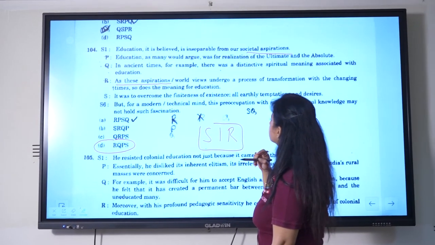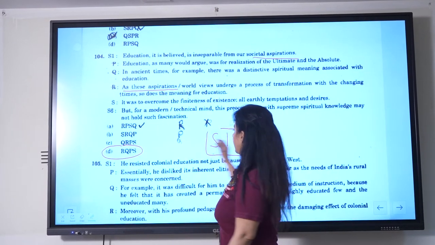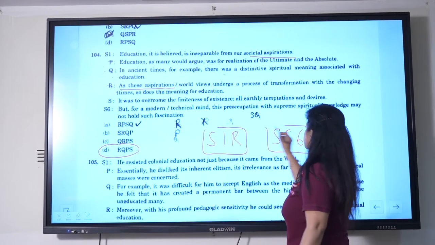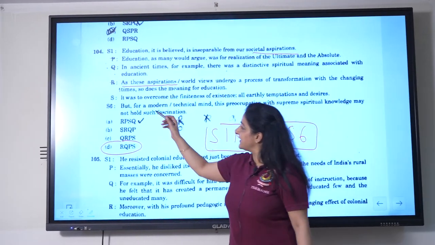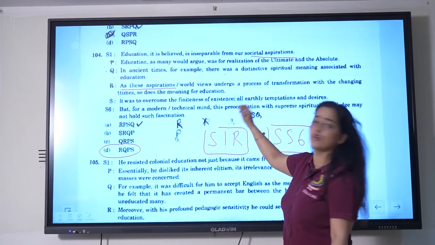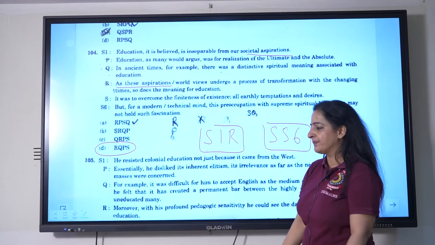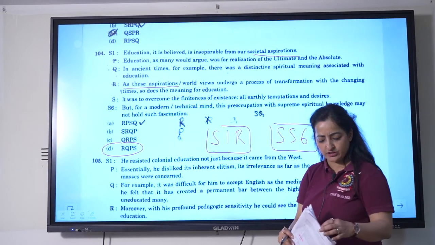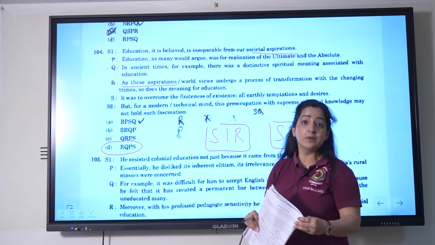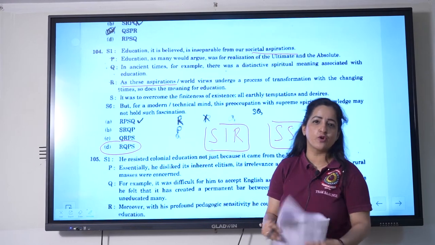Okay, again, S and S6, as I keep telling you, these are the most concrete pairs. S and S6 is connected. S says it was to overcome the finiteness of existence, all earthly temptations and desires. So, कहीं ना कहीं ये एक बहुत impractical सा goal है कि हम इन सब चीजों से उभर सके और इससे ऊपर जा सके. So, बहुत ही एक higher level का spiritual goal है ये तो.